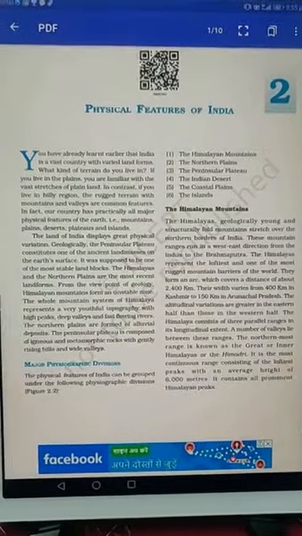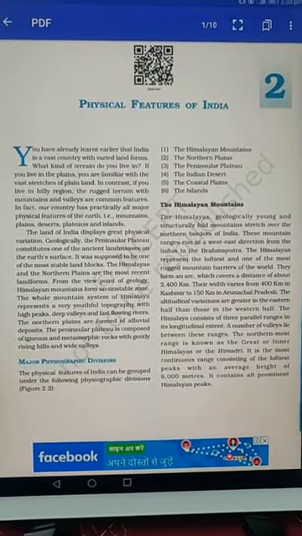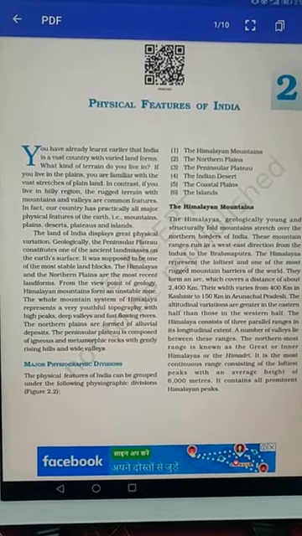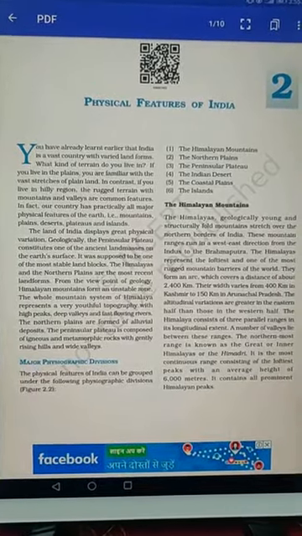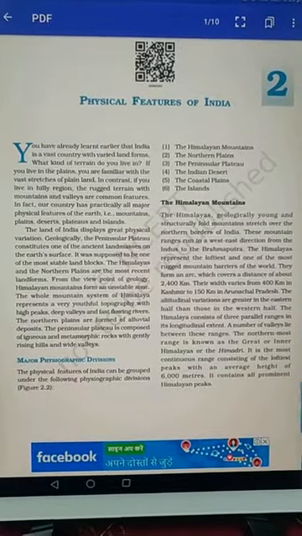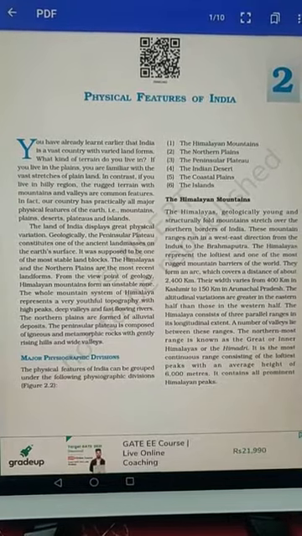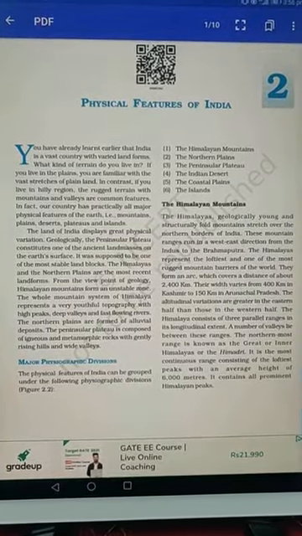Hello students, today we are going to start with the second chapter of geography, that is physical features of India. Now you people might be knowing that India is a vast country with varied landforms. What are landforms? Landforms are different physical features such as mountains, plains, plateaus, deserts, rivers. All these comprise different landforms.